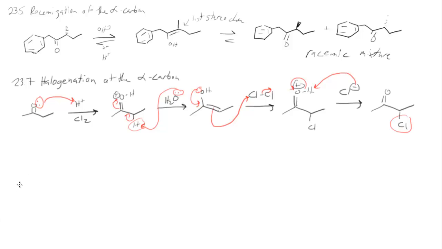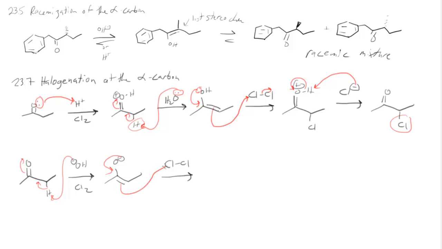Now we can do that same thing in basic solution, although now instead of using an enol, we'll use an enolate. And here the hydroxide can come by and deprotonate this to form the enolate, which then can react with our Cl2. The electron pair comes back down and reforms the carbonyl. The electron pair from the enolate comes out and grabs the chlorine, and that chlorine leaves. And once again, we've halogenated at the alpha position.